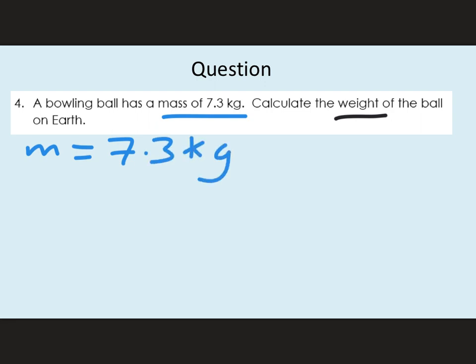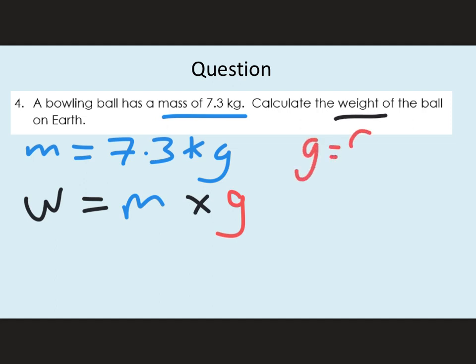And I want to know the equation that links weight and mass together. And that is that W, which stands for weight, equals mass times, in this case, gravitational field strength, which has the symbol G. With gravitational field strength, that's one that you need to recall. So the gravitational field strength, remember, is equal to 9.8 newtons per kilogram.